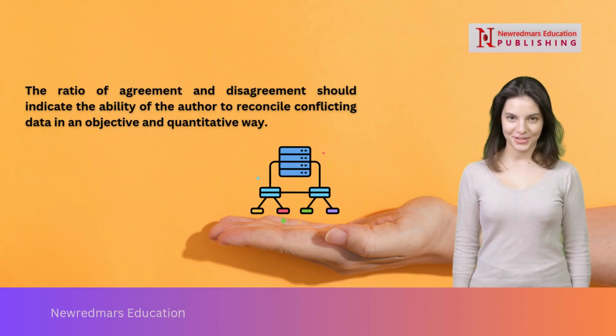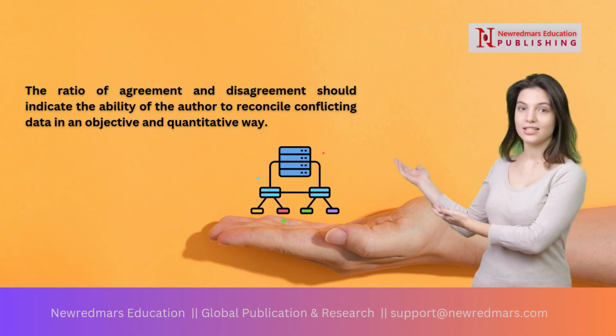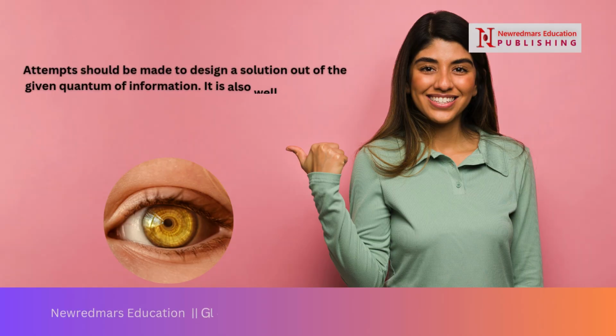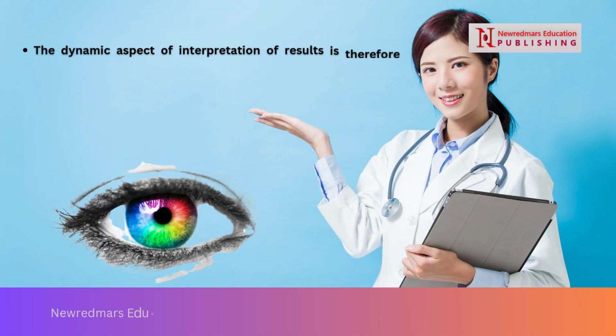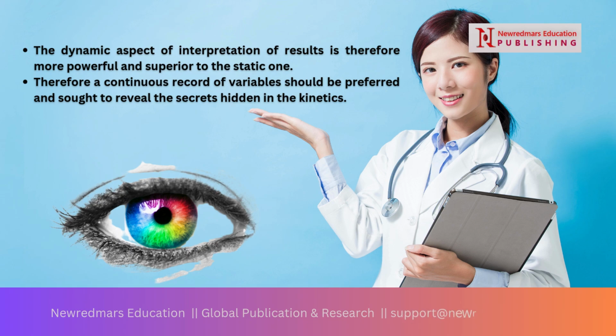The ratio of agreement and disagreement should indicate the ability of the author to reconcile conflicting data in an objective and quantitative way. Attempts should be made to design a solution out of the given quantum of information. It is also well known that most of the processes of human physiology can only be understood if their time course is known. The dynamic aspect of interpretation of results is therefore more powerful and superior to the static one. Therefore, a continuous record of variables should be preferred and sought to reveal the secrets hidden in the kinetics.